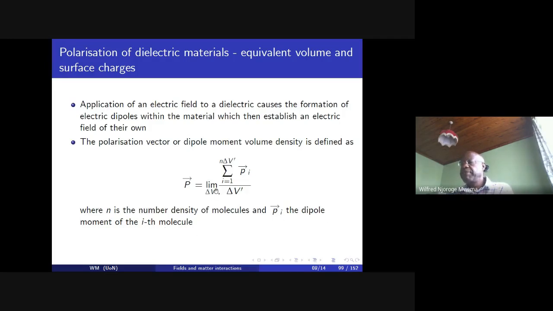Remember, delta v prime, although we say it's going to tend to 0, it cannot be 0 because we know that we are dealing with particles that have finite volume. So all we are saying is that once we do this, we make the polarization vector, or the volume density of dipoles, a smoothed point function. That is a continuous function in space, but it's a smoothed one, because since each molecule occupies finite space, it will be some kind of discrete, but we are now trying to pretend that this can be written as a continuous function.